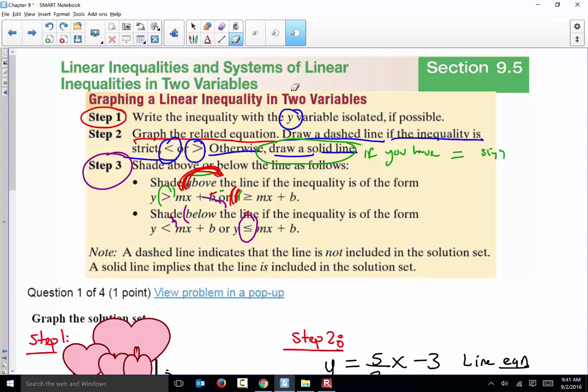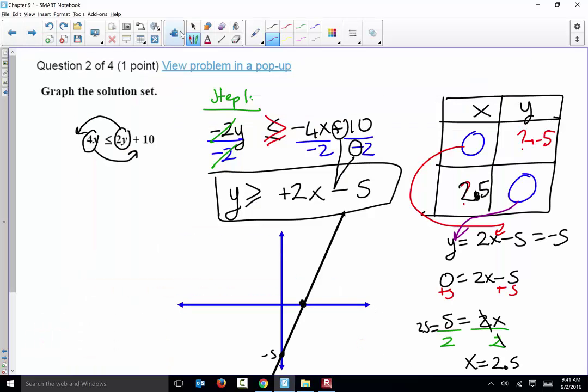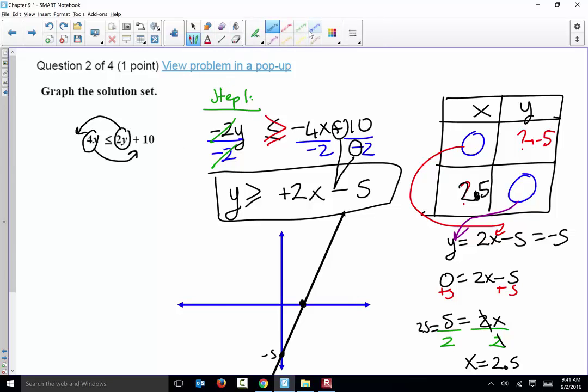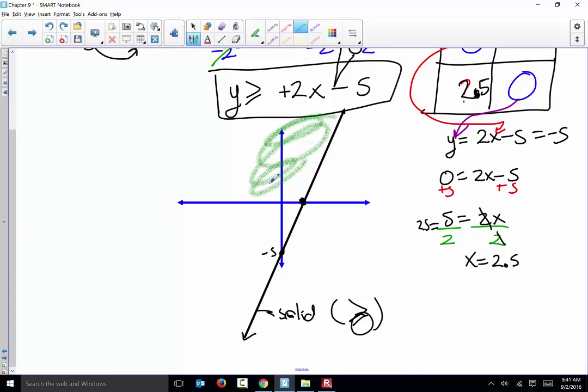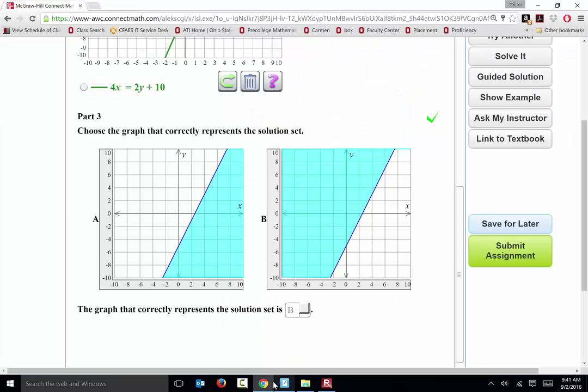The table says if y is left alone on the left side, and you see a greater than symbol again, you're picking above the line. I'm going to color. Let's choose a crayon. Pick green above the line. This is the above side, correct? Oh, it looks like we got the right answer.